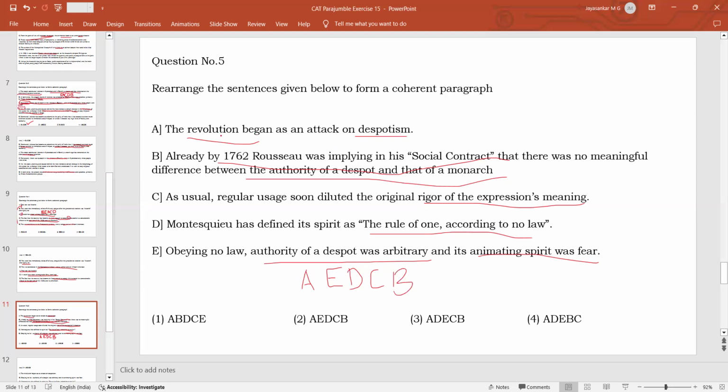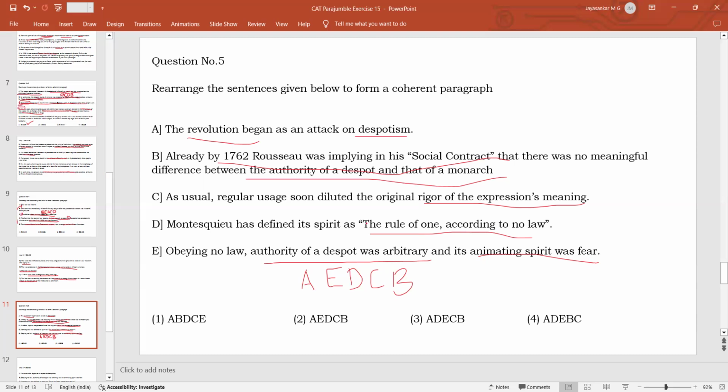Our passage has got nothing to do with the revolution. This is only a statement that is used to introduce the topic or concept of despotism. So that is why A can be the good opening sentence. Then you talk about what is the meaning of despotism. There is no law. The despot has arbitrary authority and its dominant spiritual sphere. And Montesquieu defines it as the rule of one according to no law.